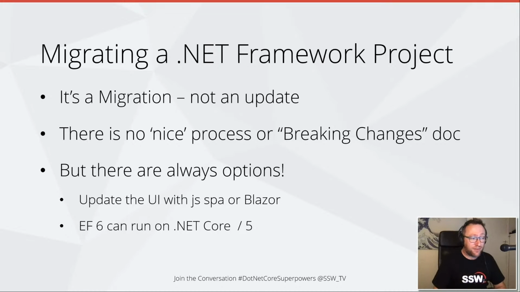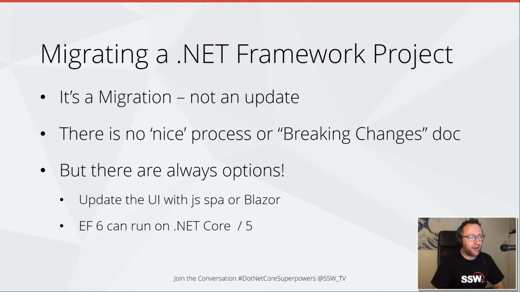There is a fairly recently released AWS tool that claims to be able to do some of that for you, but I've not tried it out. I'd be happy to hear someone give it a go, but that does have some tooling to help you. But certainly from my experience, there's no nice process to do this. There's no breaking changes document that says, oh, here's the 5 things that might be broken, because the entire stack is different. So what can you do if you are on a .NET full framework project?